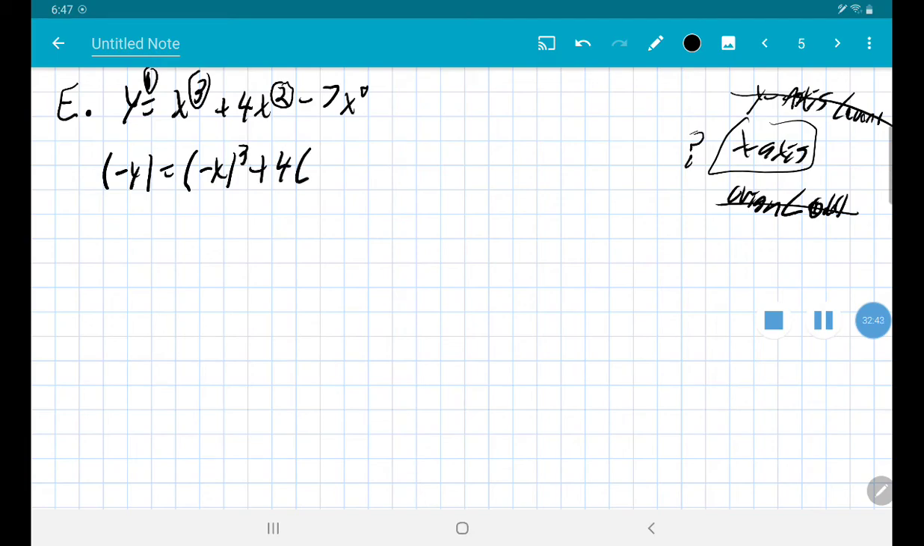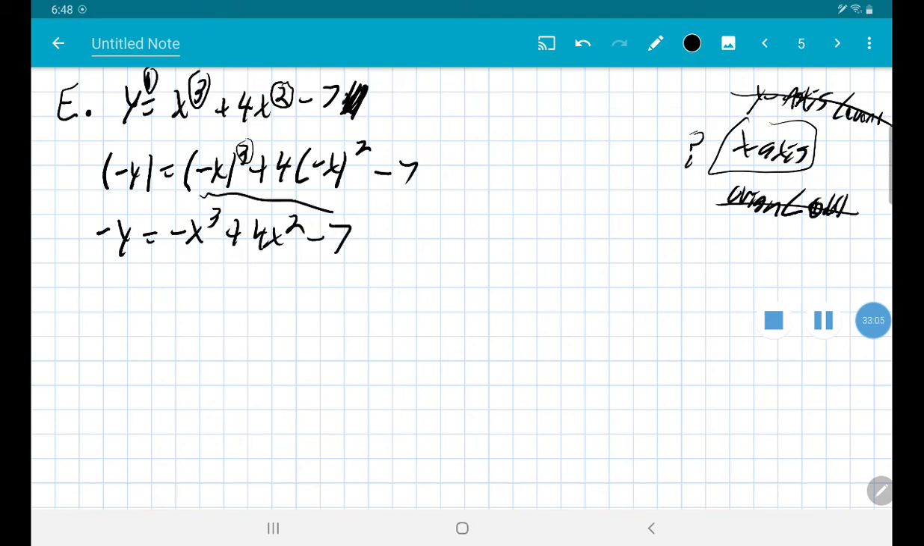And the x with the negative x. And again, 7x to the 0 is just 7. So that gives me negative y. A negative to an odd power is negative. A negative squared is positive, so that's plus 4x squared minus 7.